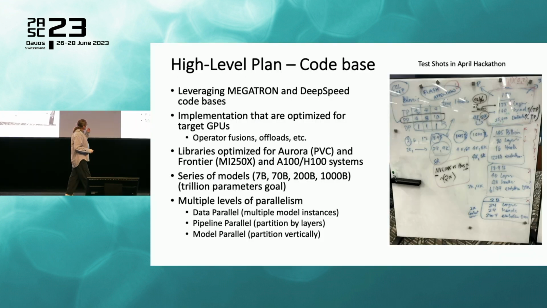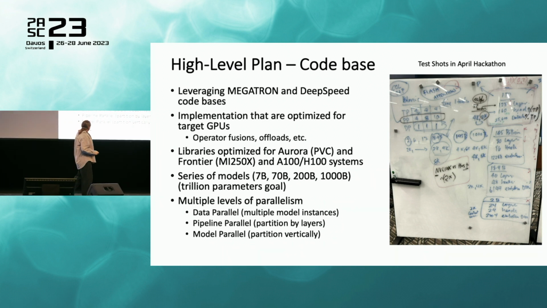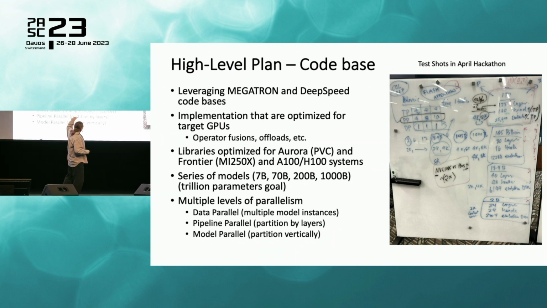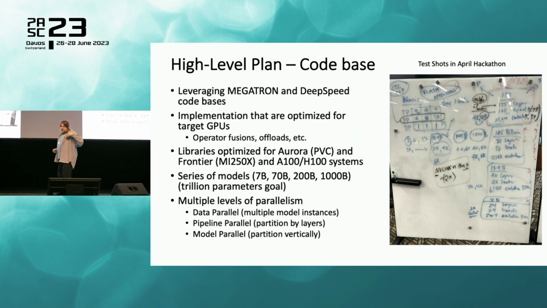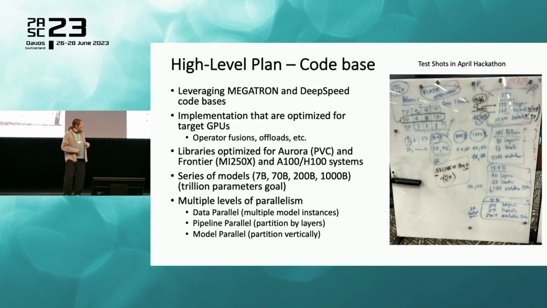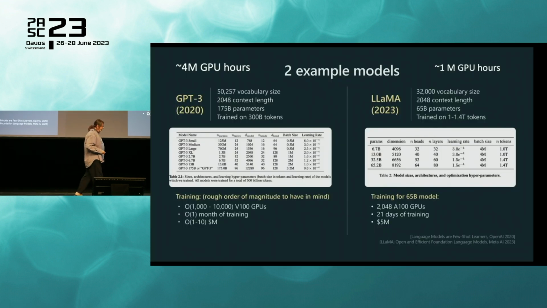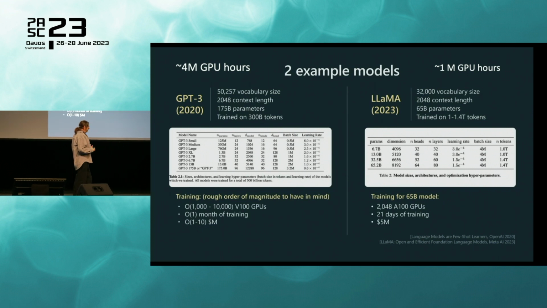So there's been some initial hackathons, test shots. We're trying to organize this in a way that's vendor neutral. We will build a series of models at the same time. You're always building small models to debug your process as you're working on big ones. There's a lot of parallelism here, a lot of low-level optimization. These things are huge compute tasks.